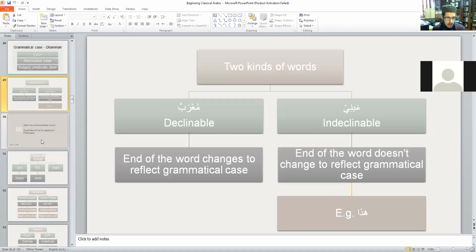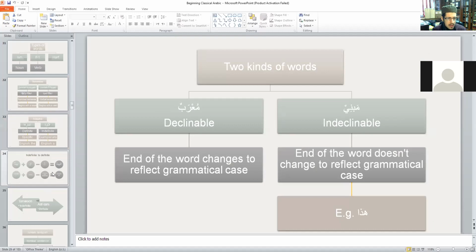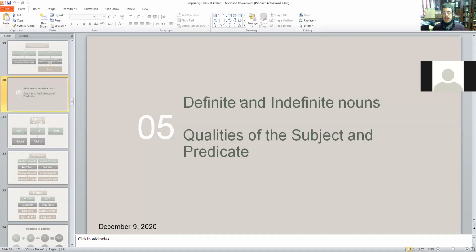Good. So then we would ask, okay, good. So we have our nominal sentence. We know that we have a subject and a predicate. Allahu ahadun. Or for a more common example, we can use, what were we saying before? Al-baytu, for example, ba'idun. The house is far.